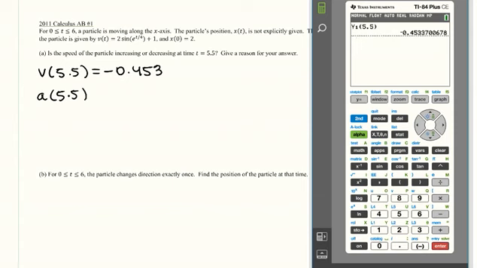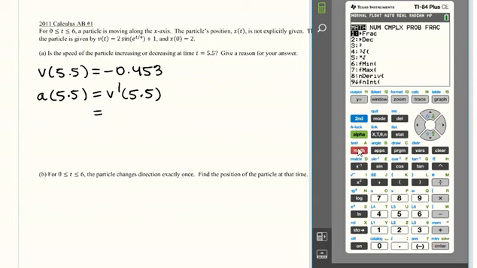A of 5.5. Well, what you need to tell them, how are we getting this? So this is going to be v prime of 5.5, which we're going to find using math 8. Okay, so I go over here, and I call on math 8 to ask for a derivative. And please take the derivative of velocity, which I've stored in y1, at time t equals 5.5.